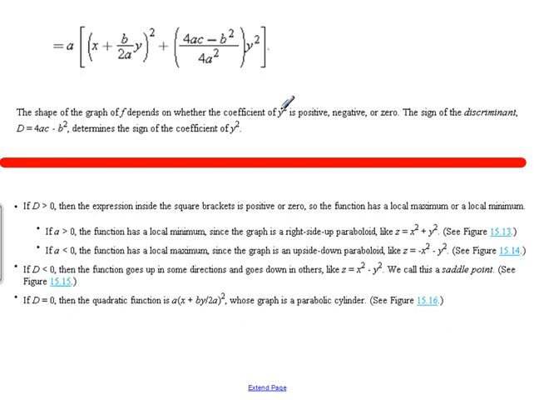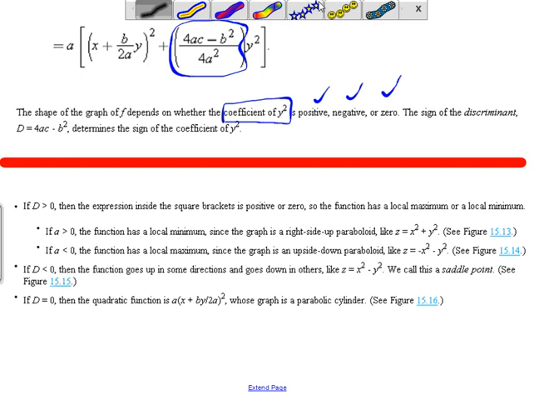So the shape of the graph depends on the coefficient of y squared. And the coefficient of y squared is exactly this term here. Whether the coefficient of y squared is positive, negative, or 0 tells me whether or not our function has a local max, min, or neither. Well, let's investigate a little bit further.